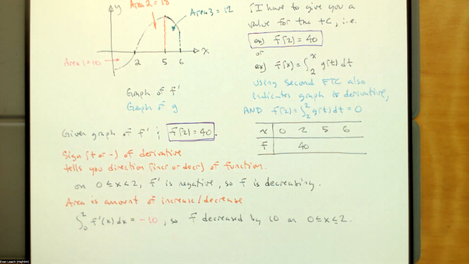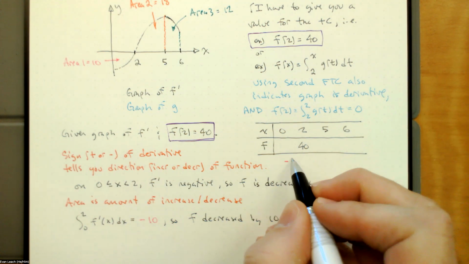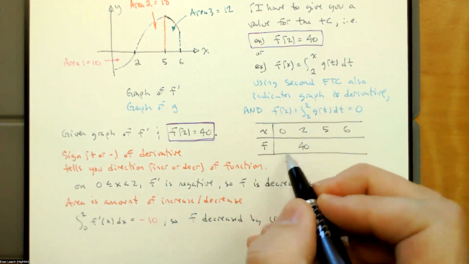So if we quantify what's going on, if we happen to know that f of 2 is equal to 40, that's our given information. From 0 to 2, we see the derivative is negative, so we know that the function is decreasing. And the area is 10, so we know that the function decreased by 10. So there's area 1 telling us decreased by 10 on this interval. From there, we can go backwards and we can figure out what this value is here.